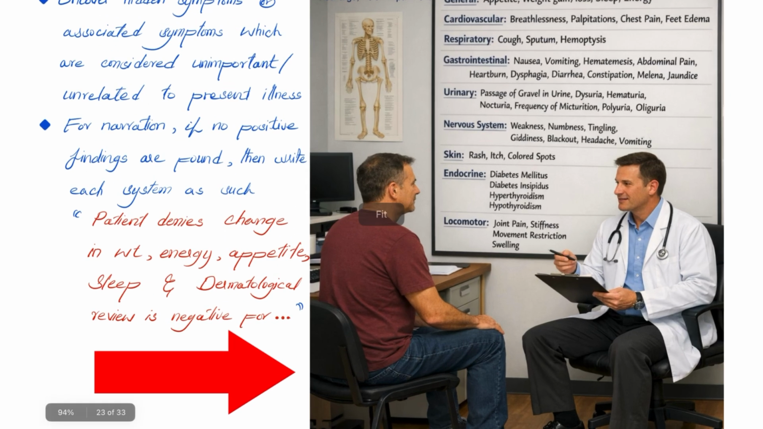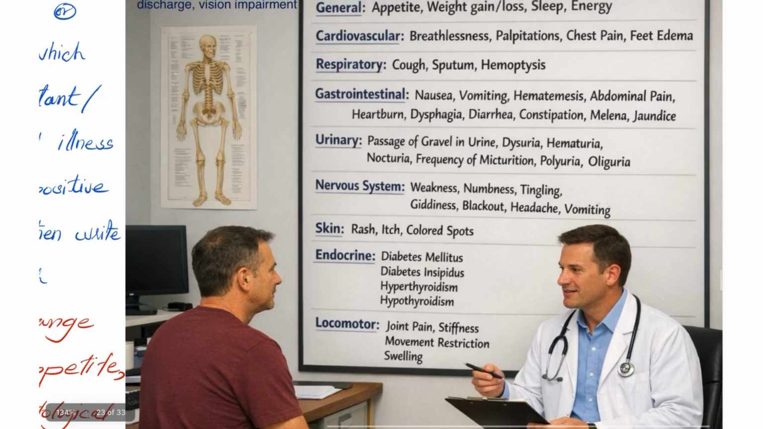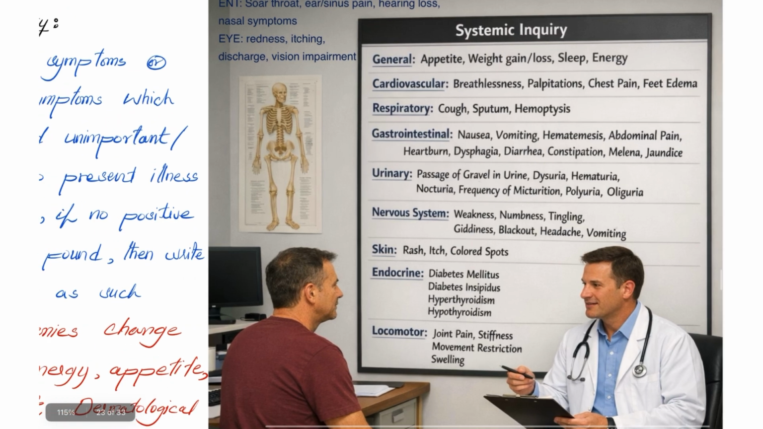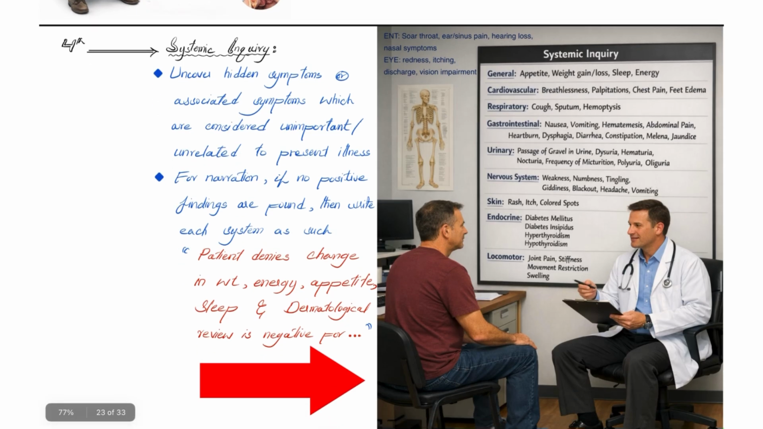Dermatological review is negative for rash, itch, colored spots. Cardiovascular system review is negative for breathlessness, palpitation, chest pain, feet edema. Respiratory system review is negative for cough, sputum, and hemoptysis. You can continue in such a way if it was needed, if the examiner allows you to continue it. However, generally we don't mention it.